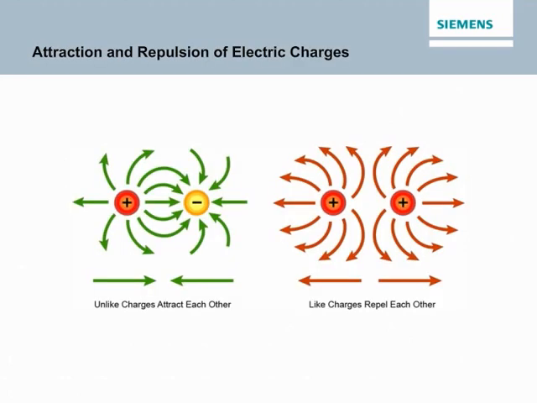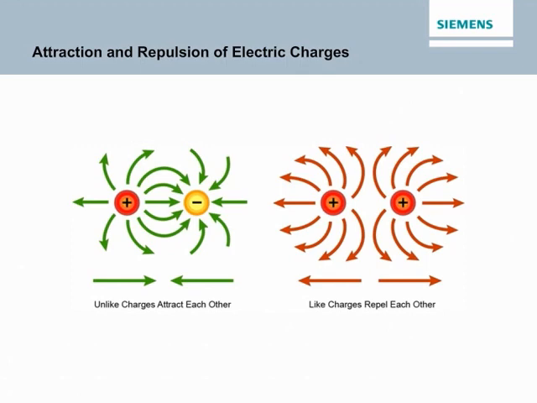The old saying, opposites attract, is true when dealing with electric charges. Charged bodies have an invisible electric field around them. When two like-charged bodies are brought together, their electric fields repel one body from the other. When two unlike charged bodies are brought together, their electric fields attract one body to the other.